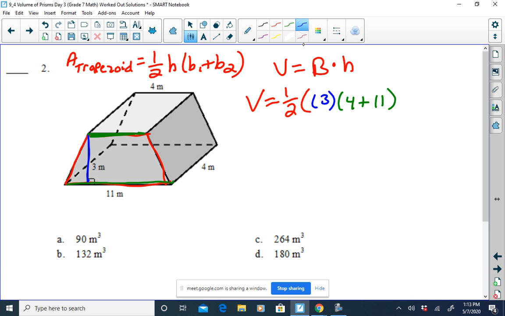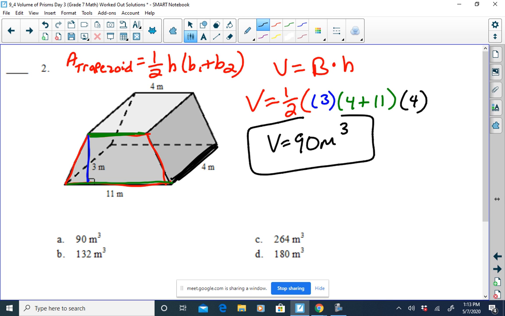And then you got to multiply that by the height of the prism. That's this segment here. Right? That other 4. So your volume is going to be equal to 1/2 times the 3 times the 4 plus 11 times the 4. So that's where we wind up with, when we multiply all that out, 90 cubic meters.